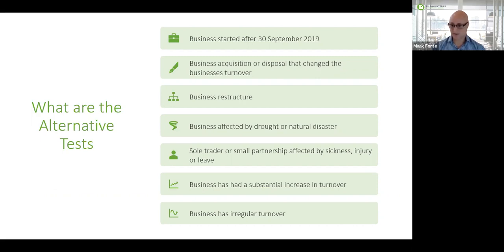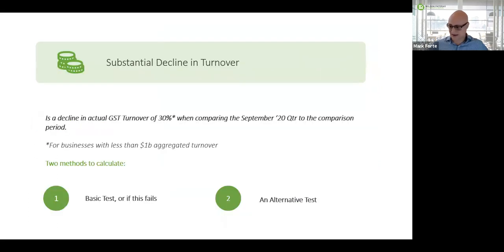Number 4, businesses affected by drought or natural disaster. Point number 5, a sole trader or a small partnership, which could be no more than 4 people, have been affected by sickness, injury, or leave. Test number 6, a business has had a substantial increase in turnover. And test number 7 covers a situation where the business has irregular turnover. So we'll just go through 5 of those in summary and 2 in a bit more detail.